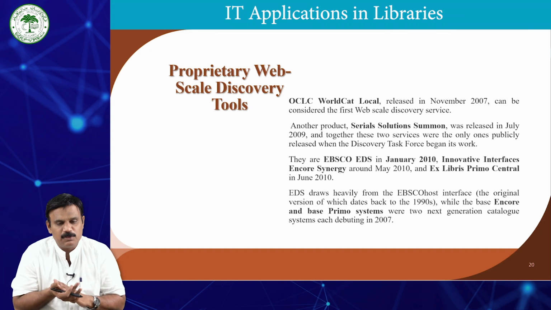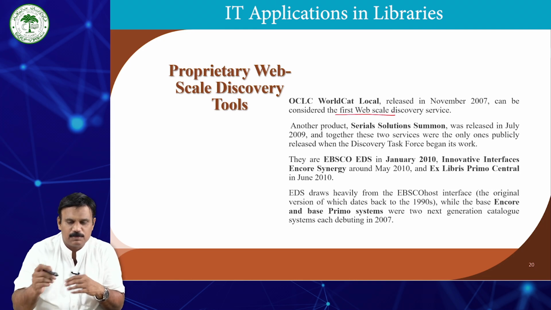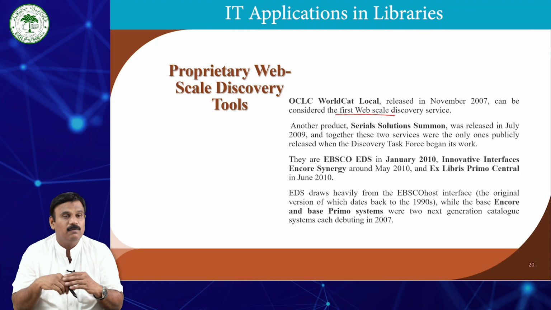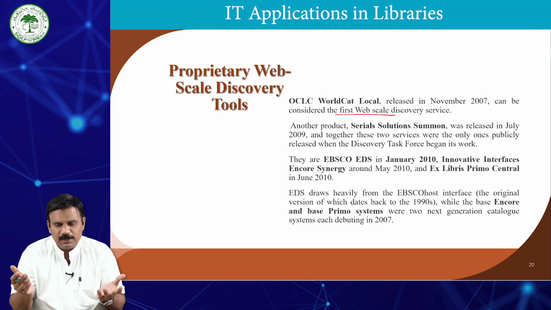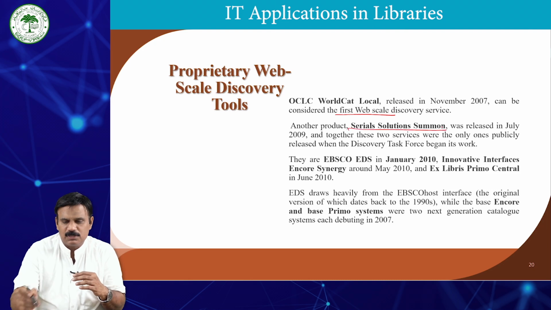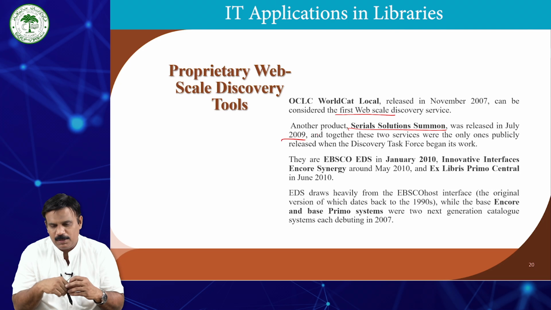Among proprietary web scale discovery tools, OCLC has the prominent WorldCat, which was released in November 2007. It is considered the first web scale discovery tool, OCLC WorldCat Local. Another product is Serials Solutions Summon, which was released in July 2009.